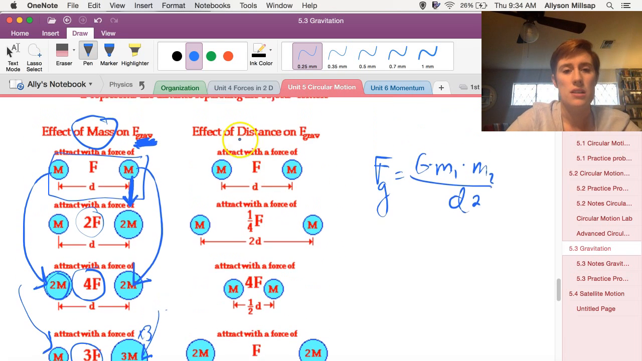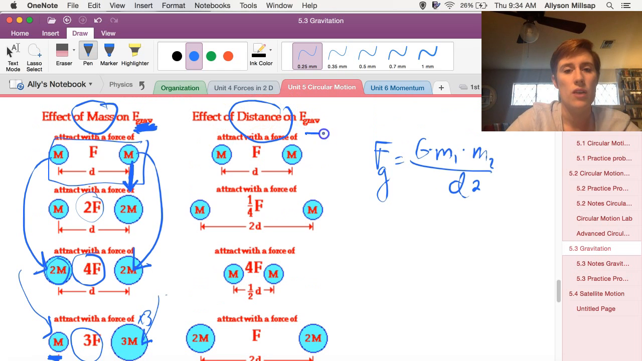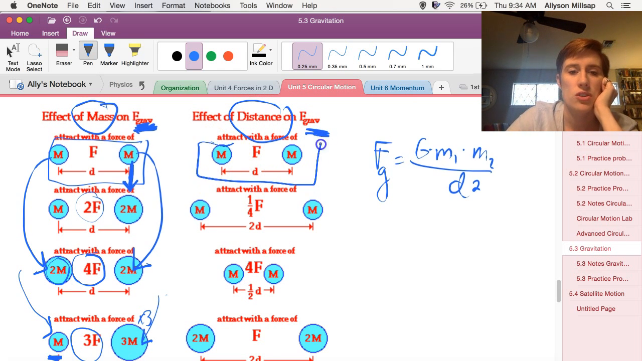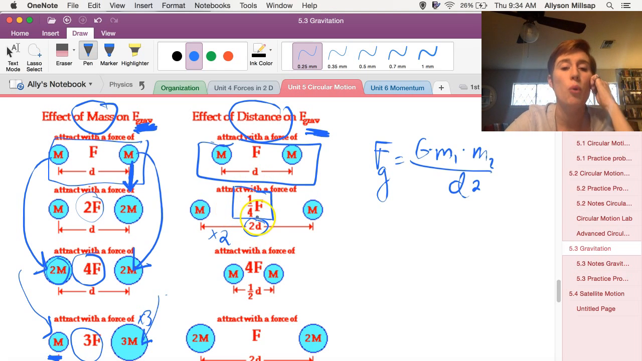Now let's look at distance, the effect of distance on gravity. Here's your distance. This is our original problem. In this one, we double our distance. What happens to force? It's going to be cut by a fourth. It's going to be a fourth of what it used to be. If we shrink our distance by half, the force will quadruple. So force and distance are affected by a quarter, okay?